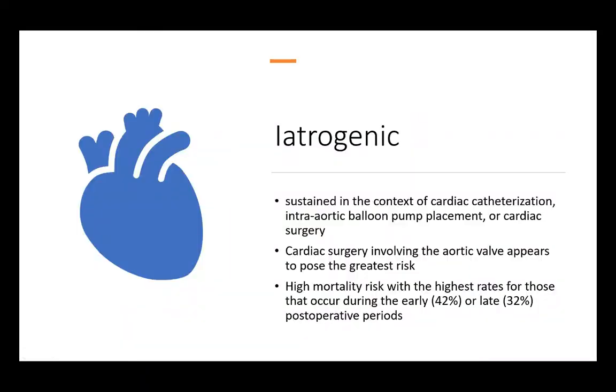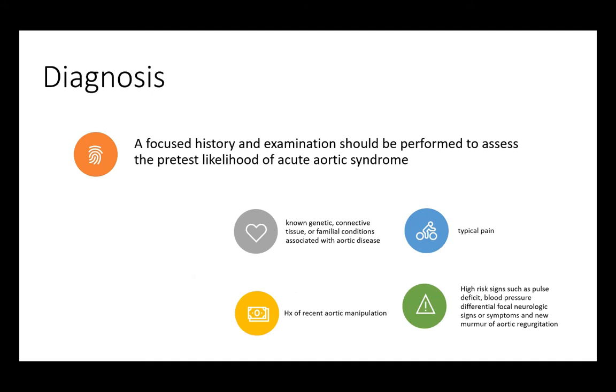Iatrogenic aortic dissection usually happens in the context of aortic manipulation, whether it be cardiac catheterization, intra-aortic balloon pump placement, or cardiac surgery. Cardiac surgeries involving the aortic valve appear to have the greatest risk. It is associated with high mortality risk, with the highest rates for those that occur during the early post-operative stages, at 42%.